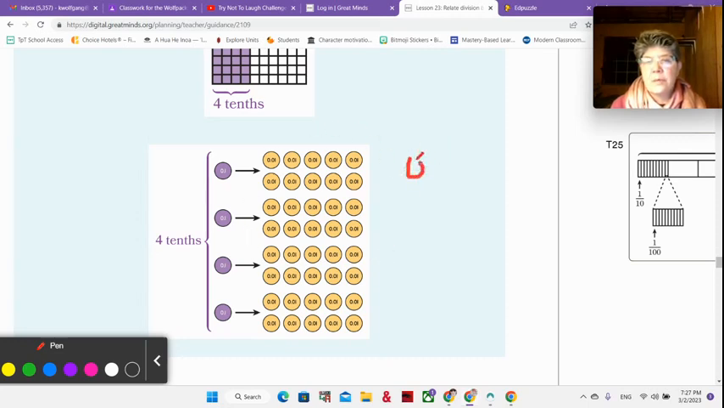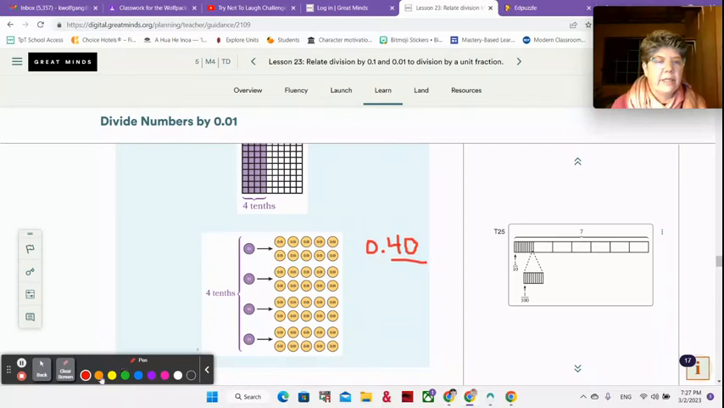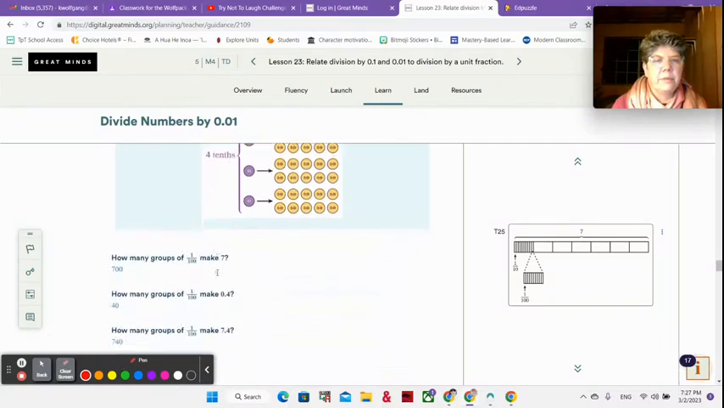It's also the way we think about it with decimals. 4/10 is the same as 40 hundredths. Okay. Think about that for a minute. 4/10, 40 hundredths. Okay. Nice. Yeah. We are building our brains.